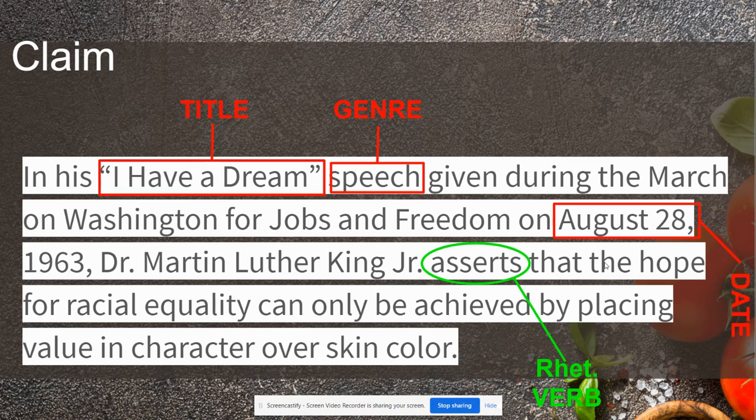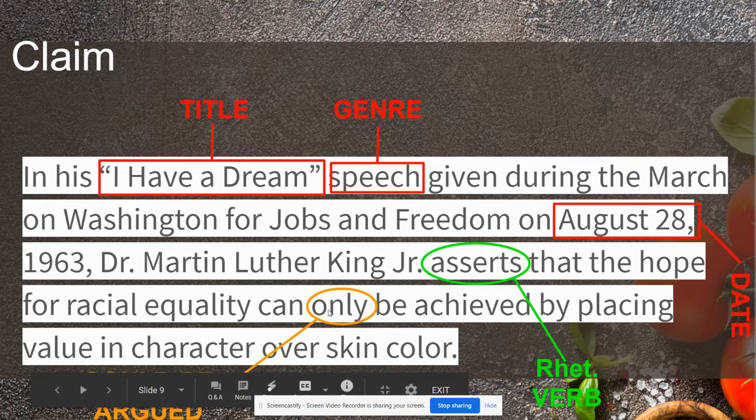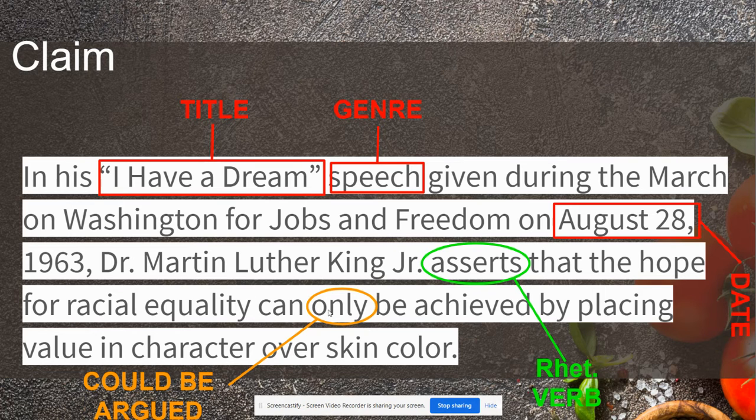The hope for racial equality can only be achieved by placing value in character over skin color. This is important because it makes sure that this is a thesis that can be argued. It's not informative, it's arguable.